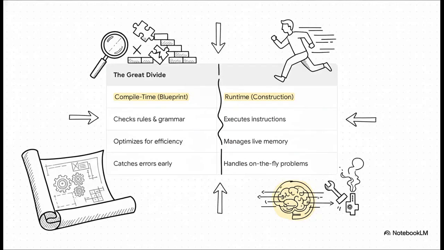So, here's the absolute crux of it. The Great Divide. The central conflict in how we design programming languages is all about this one question. How much work should we do in the blueprint phase versus the construction phase? Do you try to check for every possible problem up front, or do you leave those decisions to be made on the fly, in the moment?